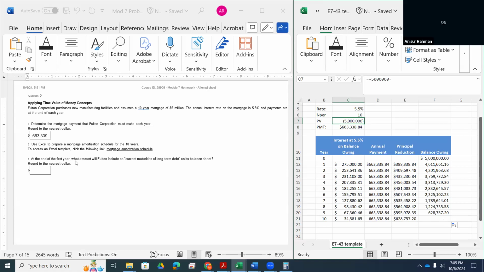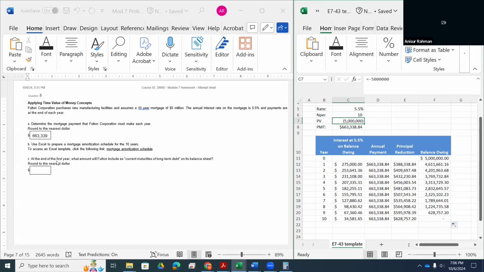So at the end of the first year, part C of this question: at the end of first year, what amount will Fulton include as current maturities of long-term debt? Current maturities of long-term debt means the amount or liability that is due at the end of first year or within the first year.